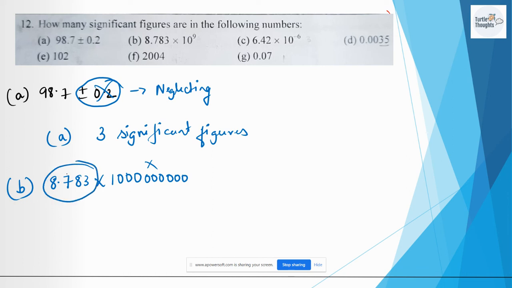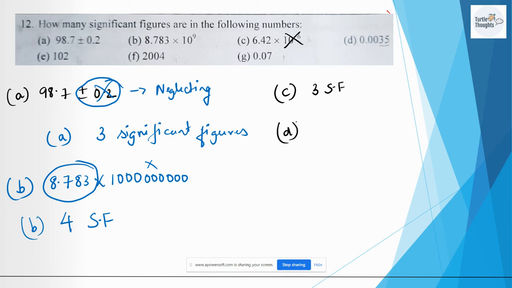So in this case, how many non-zero numbers are there? 1, 2, 3 and 4. So I can tell four significant figures for B. Similarly, I will be taking your C. For C, 10 to the power minus 6, whether it is plus 6 or minus 6, it does not matter, right? This we need not consider. Only these digits we have to consider. So 1, 2 and 3. So we have three significant figures for option C.